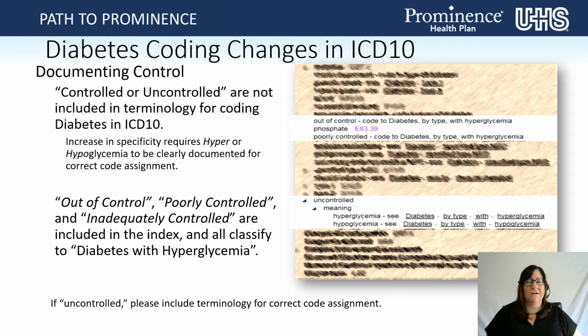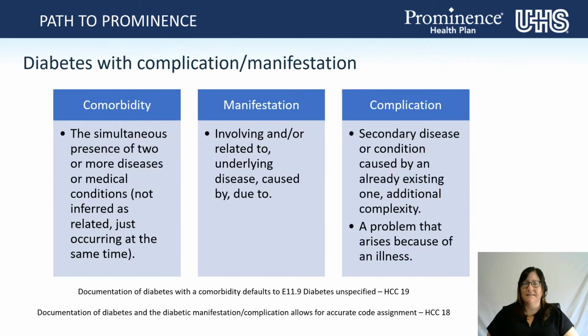Some diabetes code changes in ICD-10 when documenting the control. Controlled or uncontrolled are not included in the terminology for coding diabetes in ICD-10. Increase in specificity requires for your documentation to include hyper or hypoglycemia for correct code assignment. Out of control, poorly controlled, and inadequately controlled are included in the index and all classify to diabetes with hyperglycemia. If the diabetes is uncontrolled, please include terminology for correct code assignment. Diabetes with a complication or a manifestation.